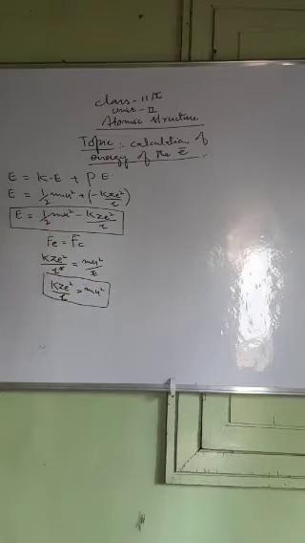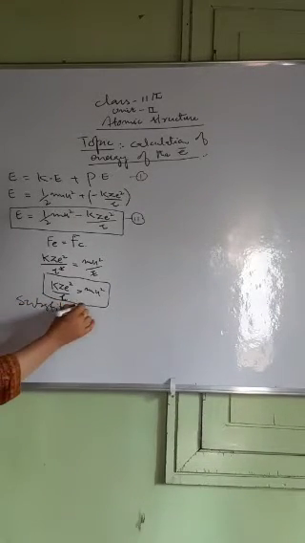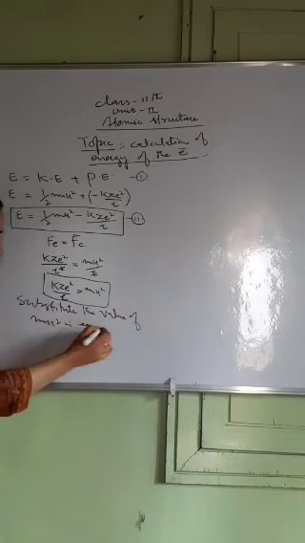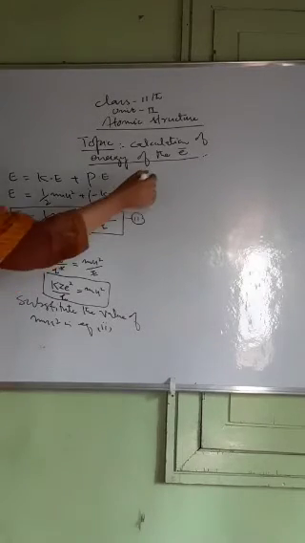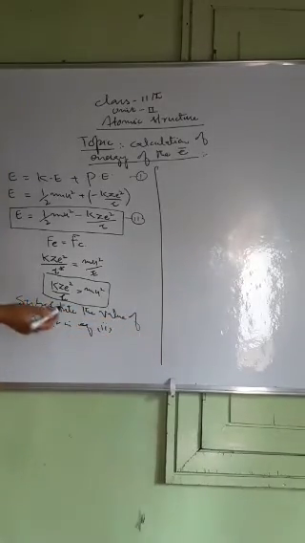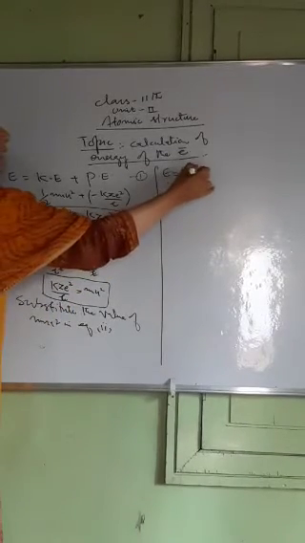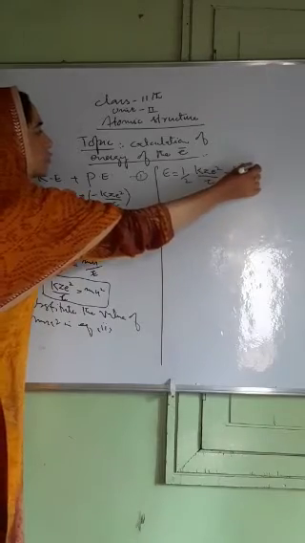So here we will substitute this value. Suppose this is our equation first, this is our equation second, and here we will substitute the value of mu square in equation second. We get E is equal to 1/2, and in place of mu square we write k z e square divided by r, plus minus k z e square divided by r.